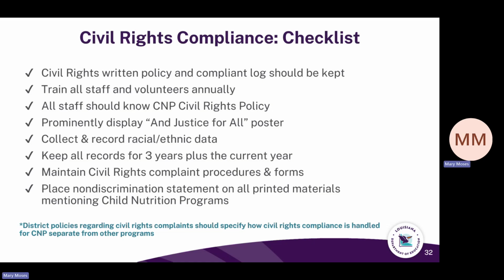Here is your checklist for civil rights compliance. Civil rights written policy and complaint log should be kept. Train all staff and volunteers annually. All staff should know the CMP civil rights policy. Prominently display the And Justice for All poster. Collect and record racial and ethnic data. Keep all records for 3 years plus the current year. Maintain civil rights complaint procedures and forms. Place non-discrimination statements on all printed materials mentioning child nutrition programs.